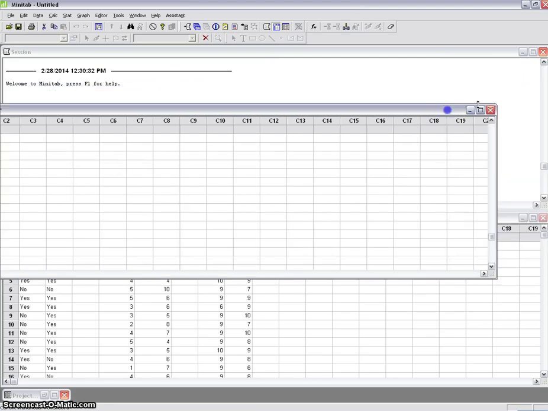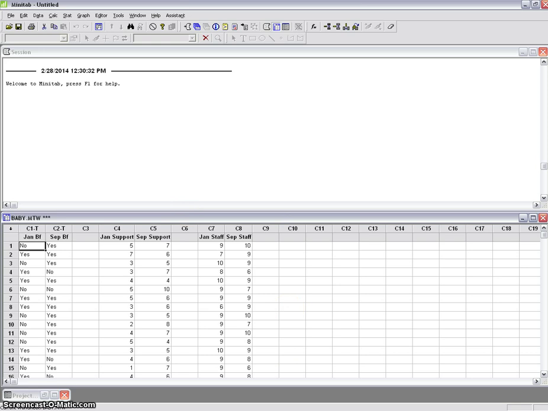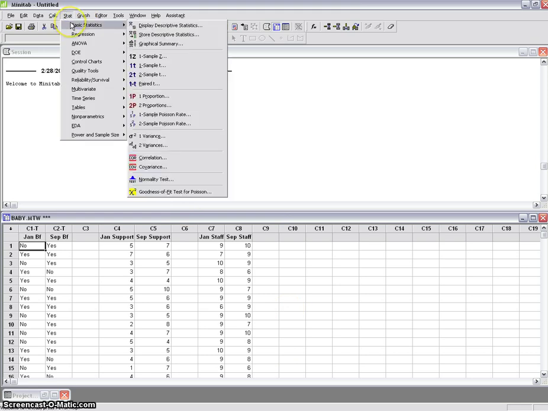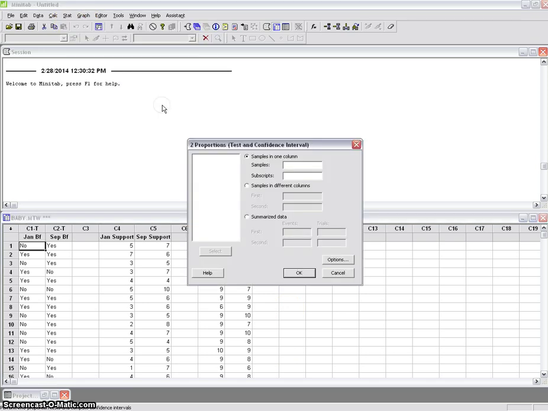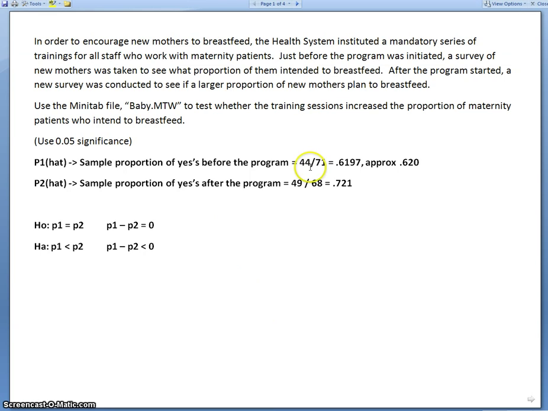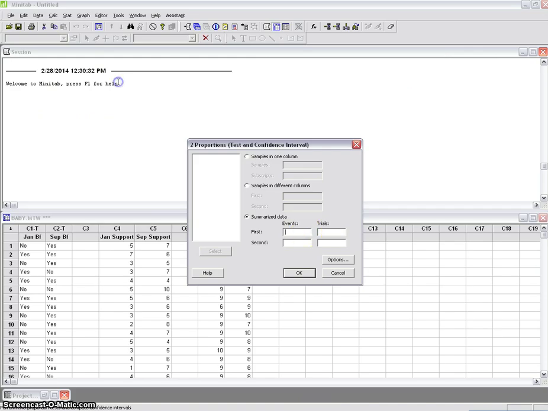Well, in Minitab, we will go to Stat, Basic Statistics, and 2 Proportions. Now you can use samples in 2 columns because we do have that, but we already found the summarized data. In other words, we found the yeses and the total. So the first group is the first proportion. We found 44 said yes out of 71. So there were 44 that said yes out of 71 trials.